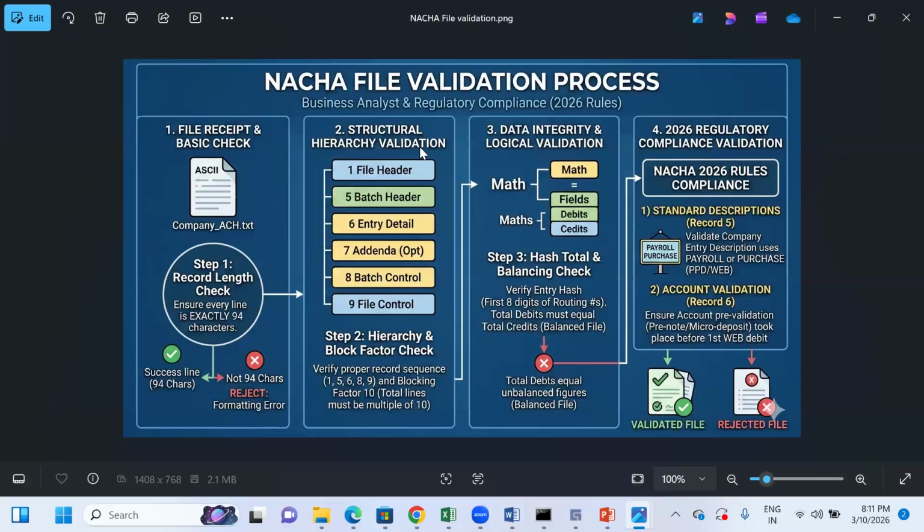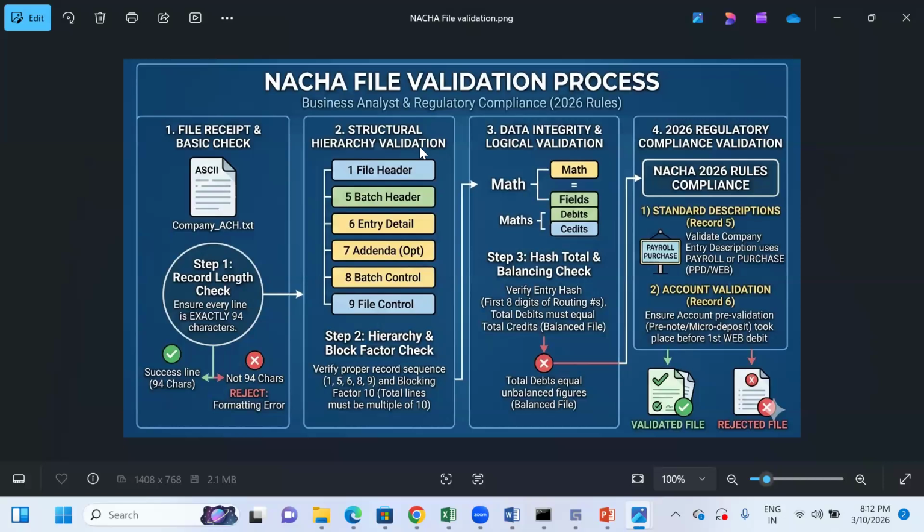What exactly is the 94 characters in step one, the record length check? Normally, when there is any NACHA file, the record length is 94 characters. That is called the 94-character length. If it is not 94 characters, the system will automatically reject it. You will get an error message on the system like a formatting error. That's how we generally get it. That is the first one.